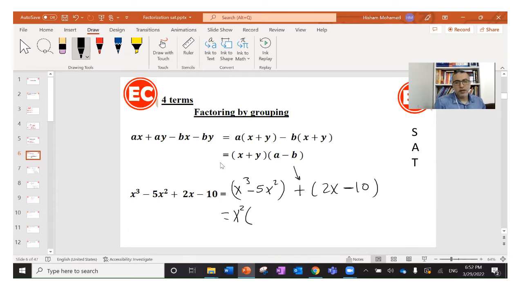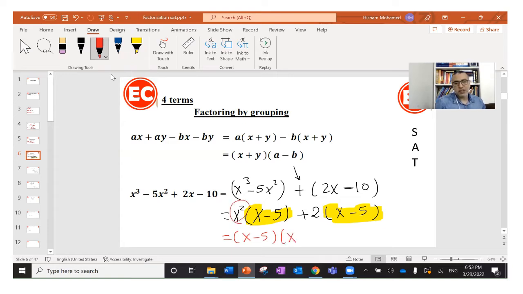Then for x power 3 and 5x power 2, I'm going to take x squared as the highest common factor. The remainder is x minus 5. For 2x minus 10, the highest common factor is 2, and the remainder is x minus 5. So I have the same bracket, x minus 5. I write down one bracket, and then the remainder is x squared plus 2. So if it's 4 terms, it's called factorizing by grouping.